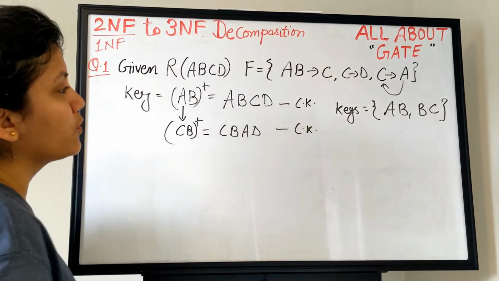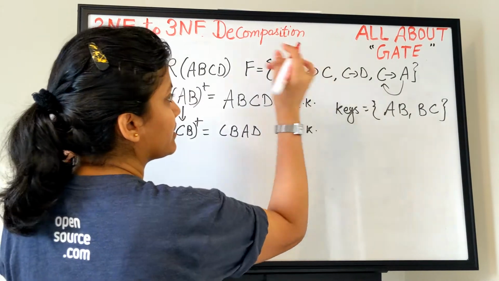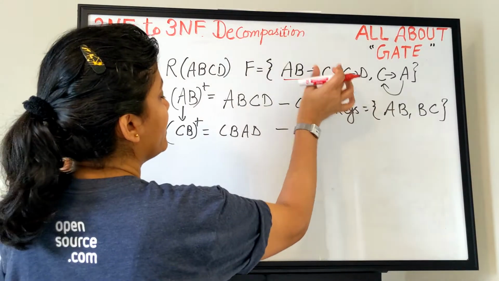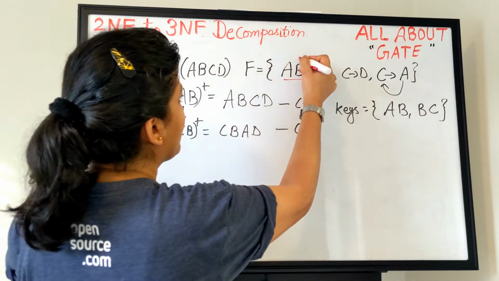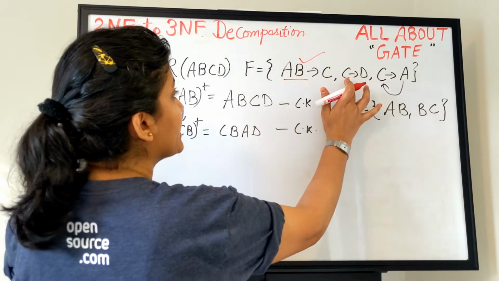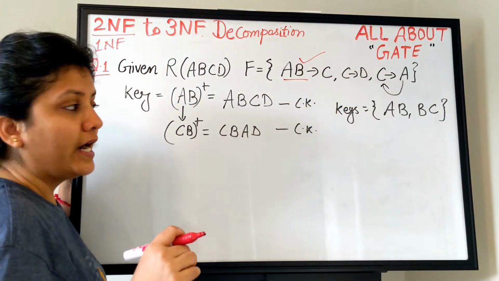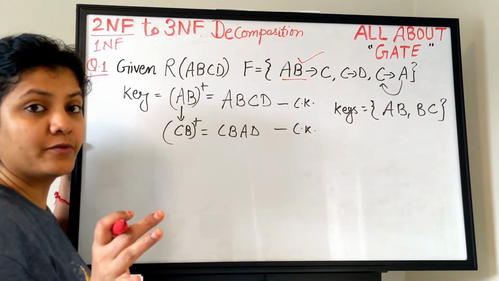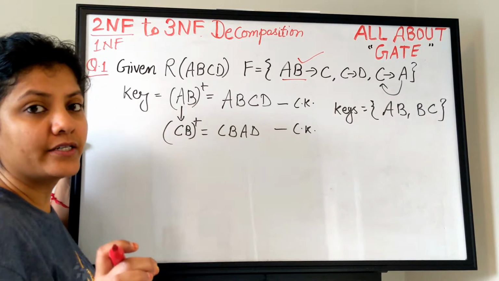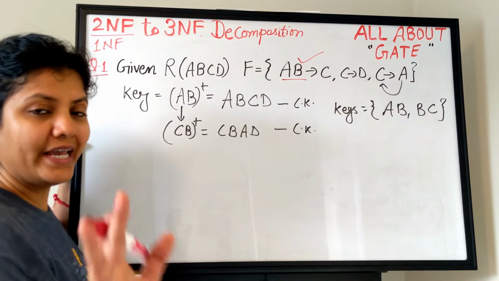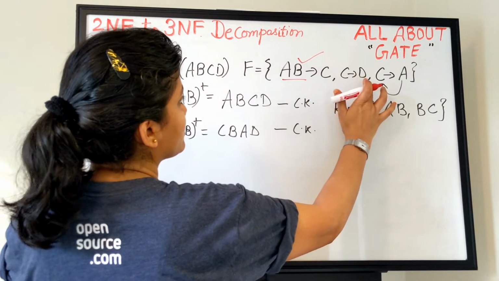What are the types of dependencies we have? AB to C: a complete key determining anything. Though here it is a key attribute, if it determines anything, it is absolutely fine. This is a key attribute determining a non-key attribute. I hope you all understand what a key attribute is. Any attribute which is part of a candidate key is a key attribute, and the one which is not part of any candidate key is a non-key attribute. So this is a key attribute, this is a non-key attribute.